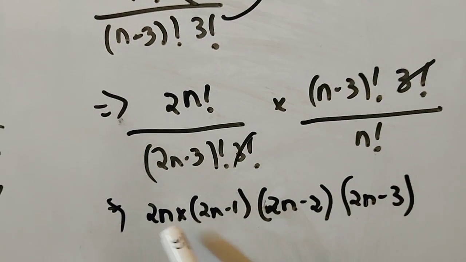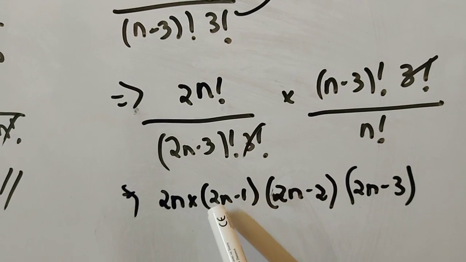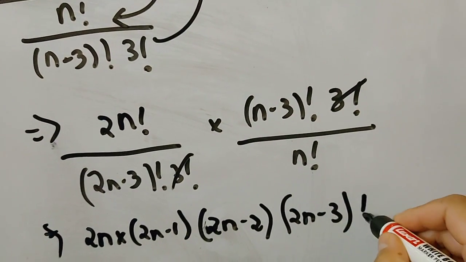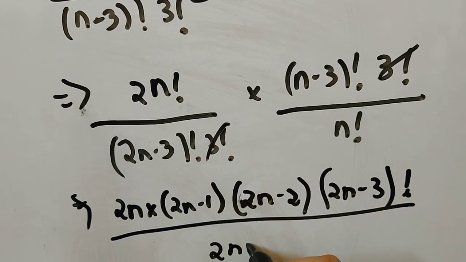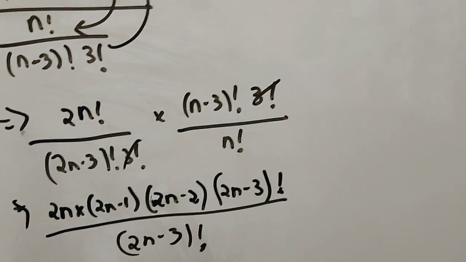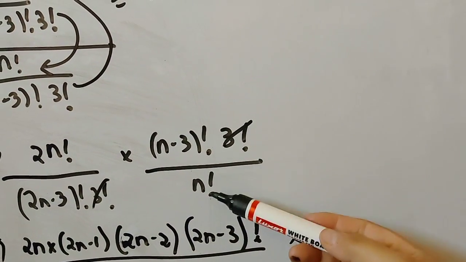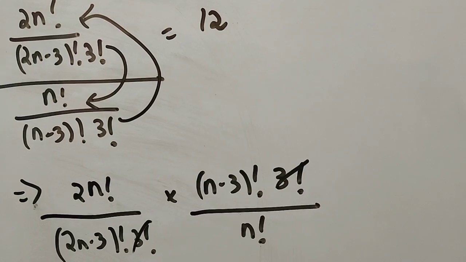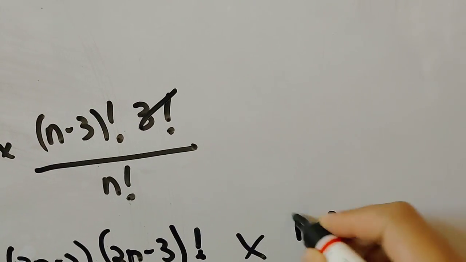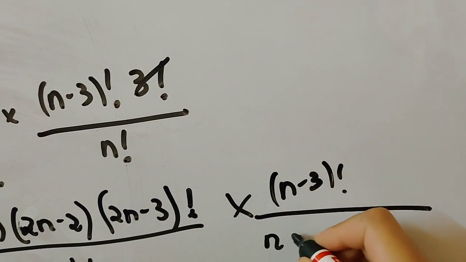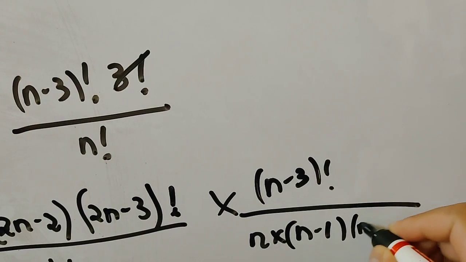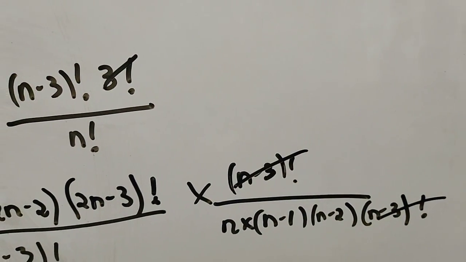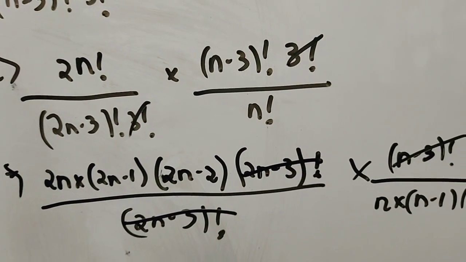Each time, first is 2n, first term. The next will be minus 1, the next will be the second term minus 1, like that. I have to reduce this. So since from the upper part I will get this, (2n minus 3) factorial, into this side. See, n factorial is greater than (n minus 3) factorial, so when I open this up, I can get this (n minus 3) factorial divided by n into, the next term, (n minus 1). Next will be (n minus 2). Next will be (n minus 3) factorial. Now this and this can get cancelled, and this can get cancelled.